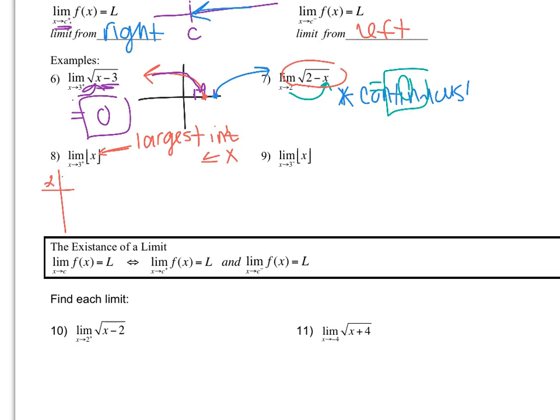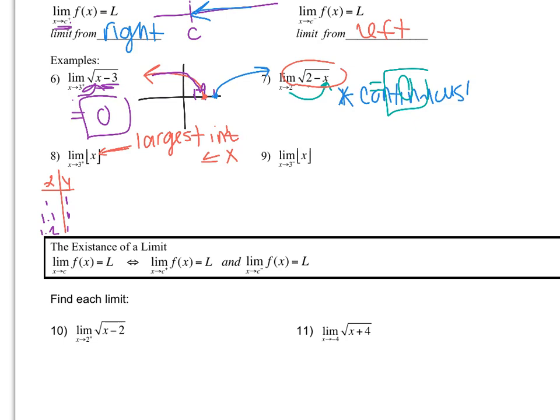So x and y. When I plug in 1, what's the largest integer less than or equal to 1? Well, that would obviously be 1. Let's do 1.1. What's the largest integer less than or equal to 1.1? The largest integer less than or equal to 1.1 is 1. For 1.2, the output would still be 1. It's the largest integer less than or equal to 1.2.